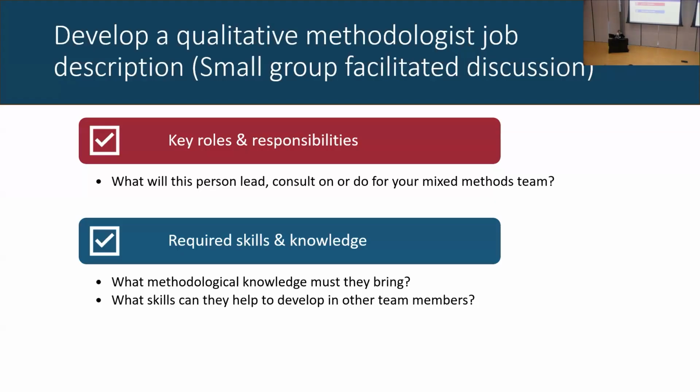So I would like you at your tables to start to think about writing a job description for the qualitative methodologist that you would like on your mixed methods research team. And just start to make a list of what would be their roles and responsibilities. What will you ask them to lead? What will you ask them to consult on? Or what do you want them to do for your mixed methods research team? And what are the required skills and knowledge that you would ideally like them to have?